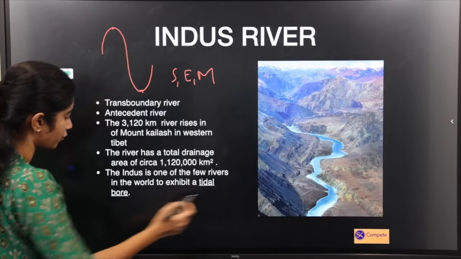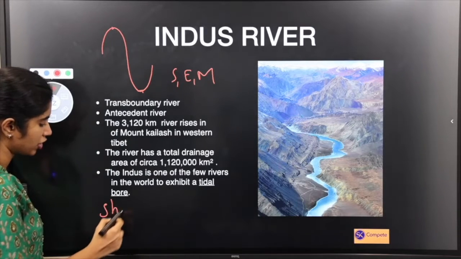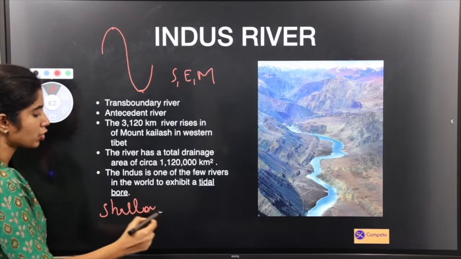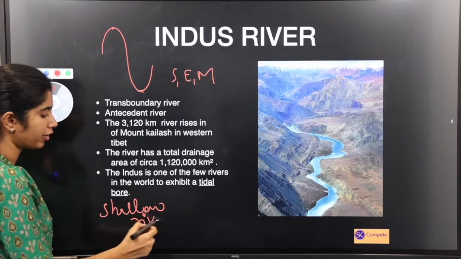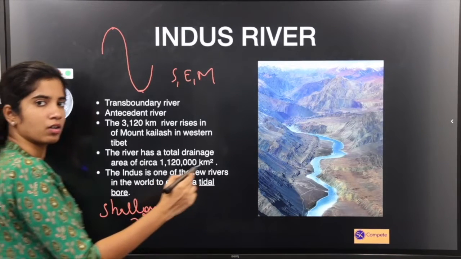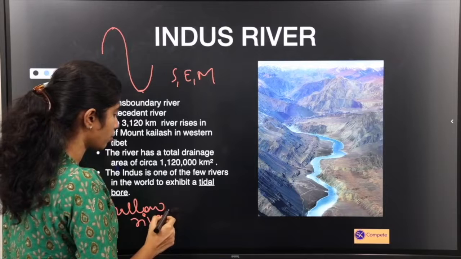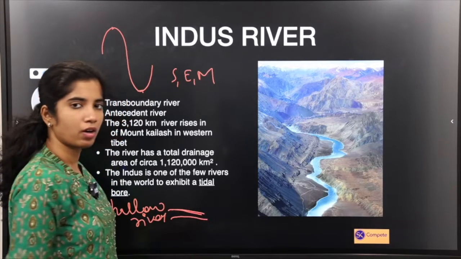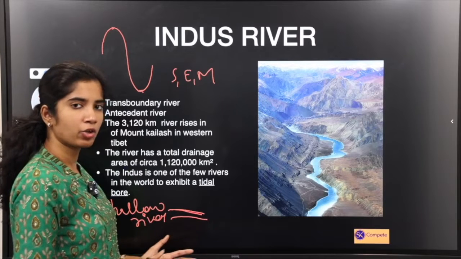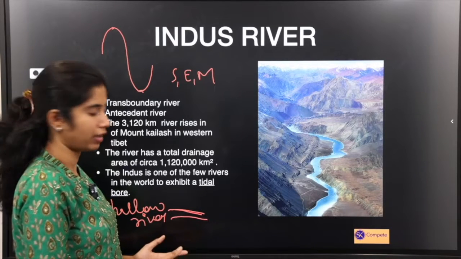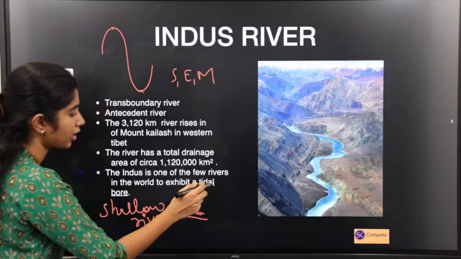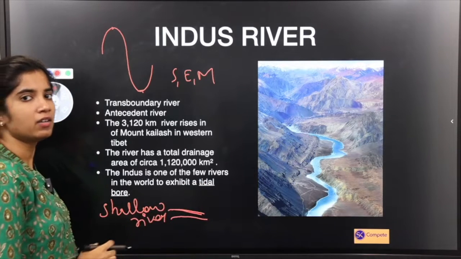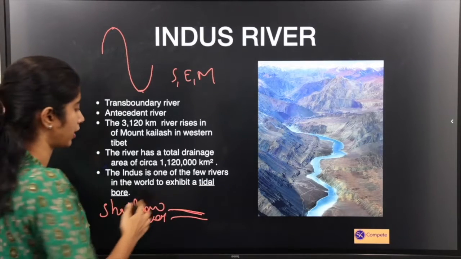So what are the conditions for that? The river has to be shallow. A shallow river, before entering into the ocean or sea, has to enter into a narrow channel. If you see a shallow river entering into a narrow path, force and turbulence will be created. At that time a tidal bore is formed against the direction of the river current.